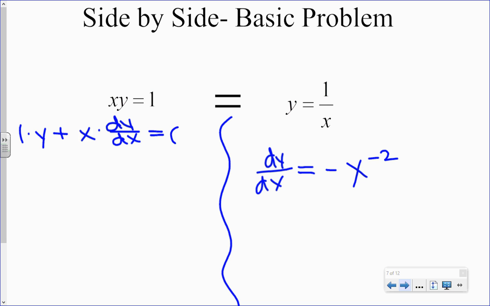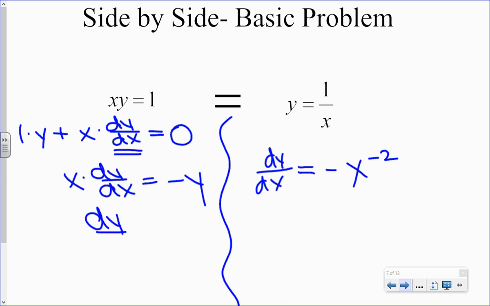0. Okay, this might be the most difficult part about implicit differentiation. Remembering that the derivative of a constant is 0. It is so easy to want to just keep that as a 1, but please remember that the derivative of a constant is 0. Okay? So, if we want to solve for dy dx, we would have to subtract that 1y over, and then divide by that x.